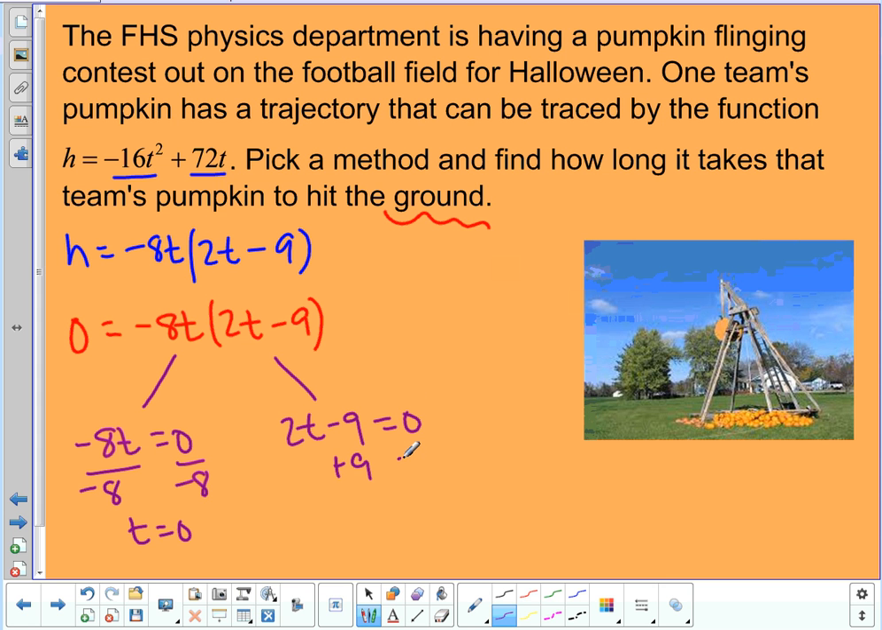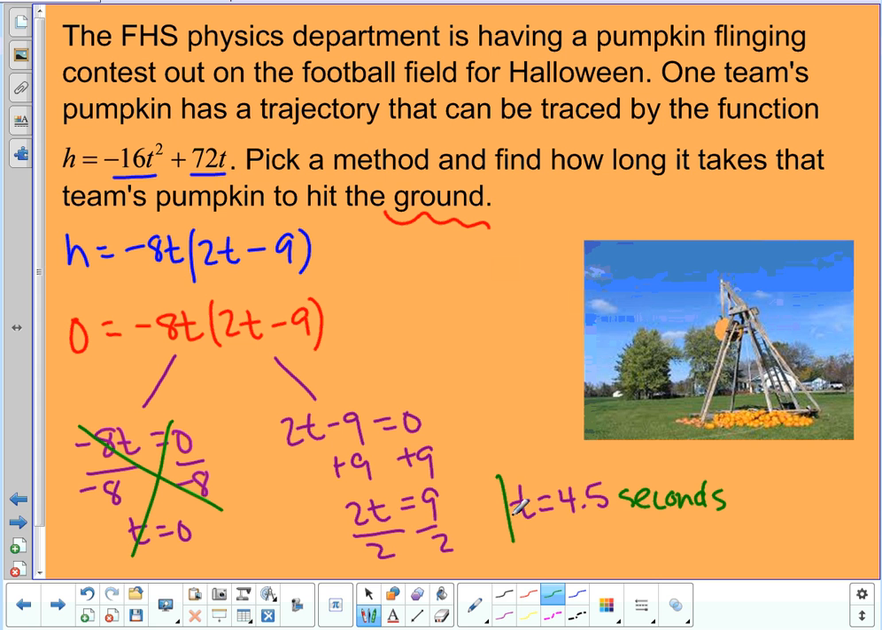Add the 9 to both sides. I end up with 2t equals positive 9, and divide by 2. I get t is equal to 4.5. That makes a lot of sense: 4.5 seconds. So this one's out, and this one's going to be my solution, and I know I'm looking at seconds. That means it took 4.5 seconds for that pumpkin to hit the ground.